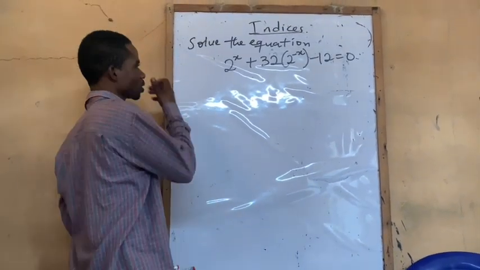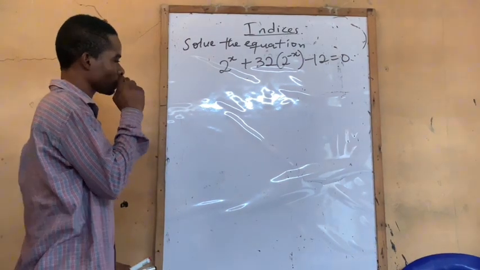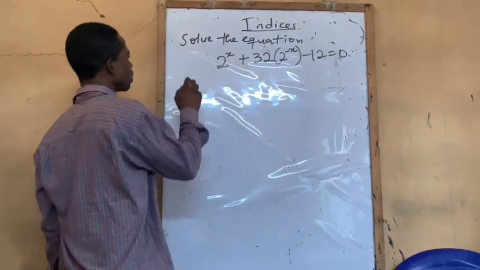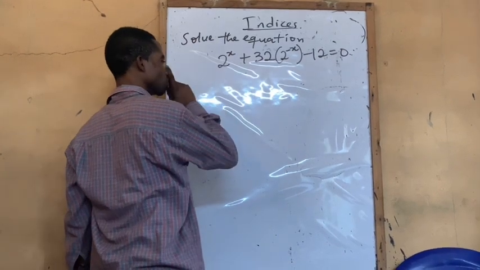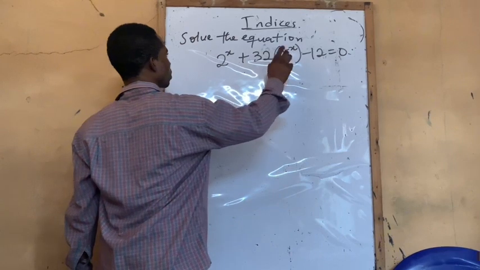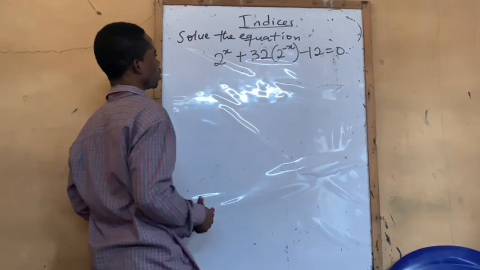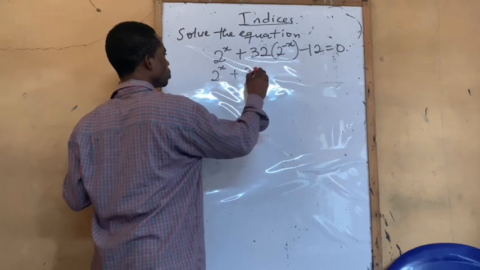Okay, these kind of equations in indices. Now, when you notice something like this in indices, when you see 2 raised to the power, you see something like this, mostly the same. The next thing you have to think about is how to make this one to be the same like this. So you can just say 2 raised to the power x plus 32.